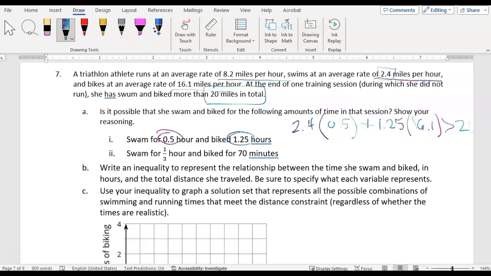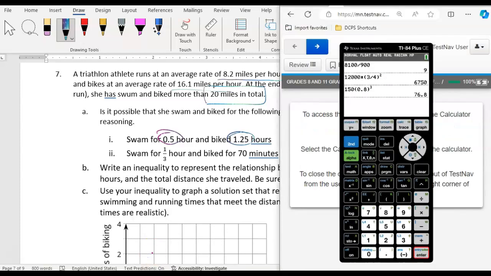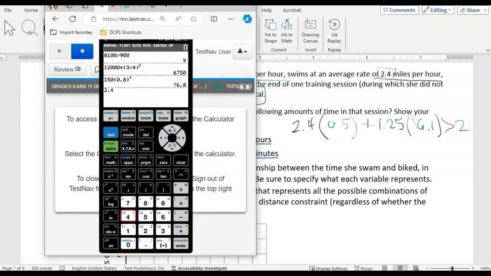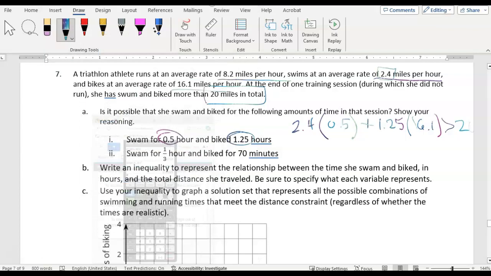So let's calculate and see what we get here. So, move this over here. We have 2.4 times 0.5 plus 1.25 times 16.1 is 21.325. So this is possible, yes, 21.325. That's a possible one.